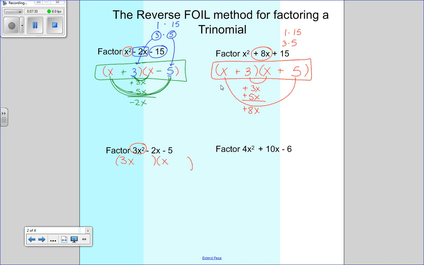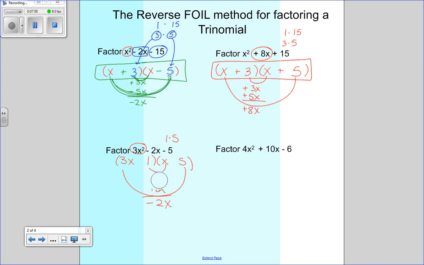Now, the only way to get a 5 is 1 times 5. So, I'm going to put my 1 here and my 5 here, just to see if that's going to work. This will be a 1x. This will be a 15x. Is there any way to put 1 plus 15 or 1 minus 15 together and get a negative 2x? No, that's not going to work.